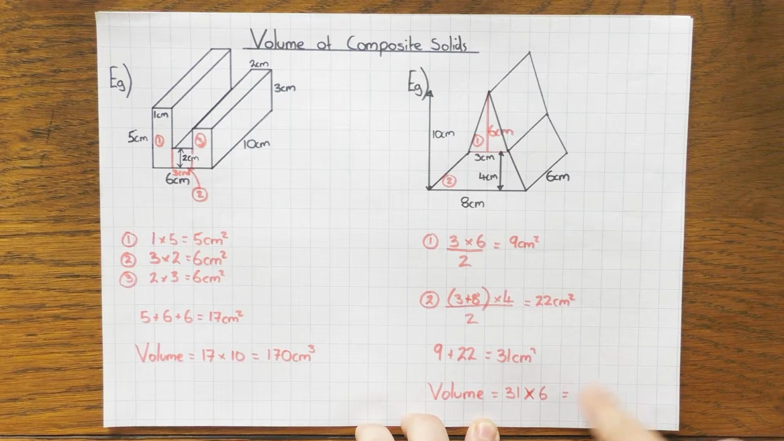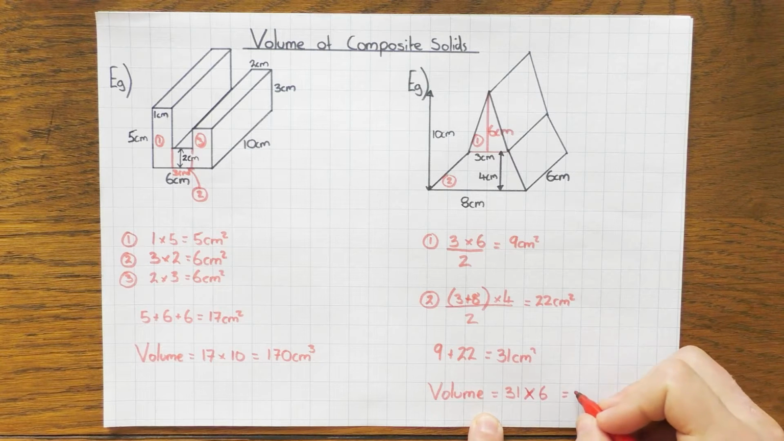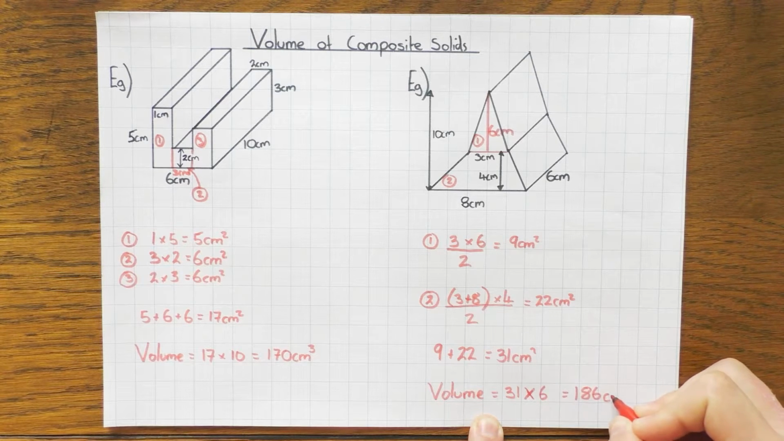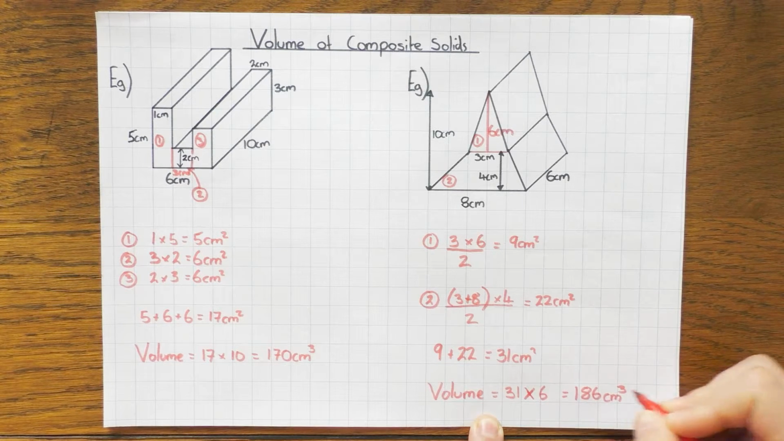Obviously, if you can't do this, you can use your little grid method, the old pocket method, or you can do it this way, or if you have a calculator, obviously you can use a calculator. So you've got 6 times 3 is 18, so 6 times 30 would be 180, 6 times 1 is 6, so 180 plus 6 is 186, and again, centimetres cubed.